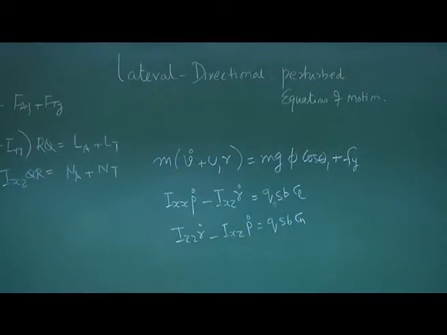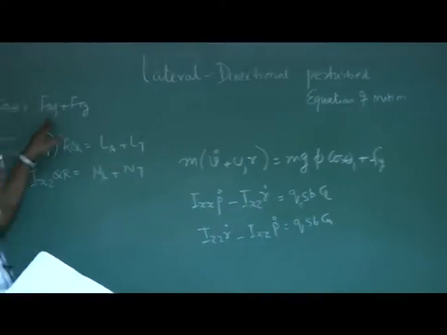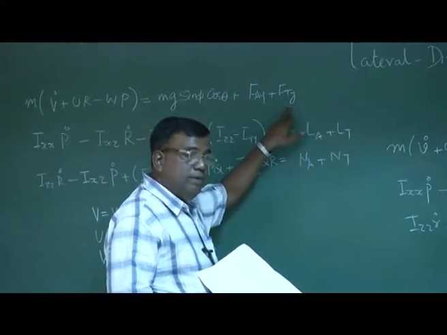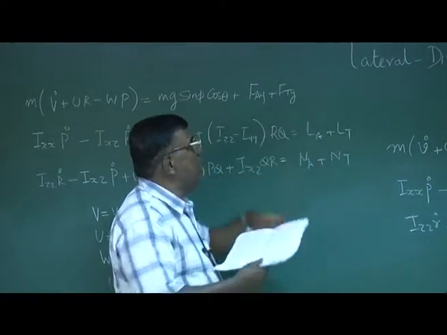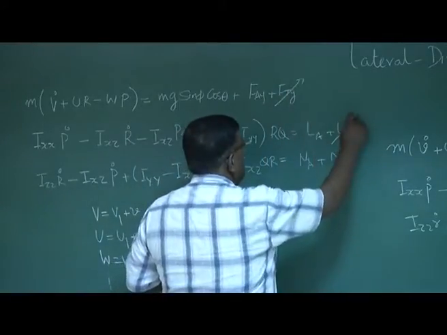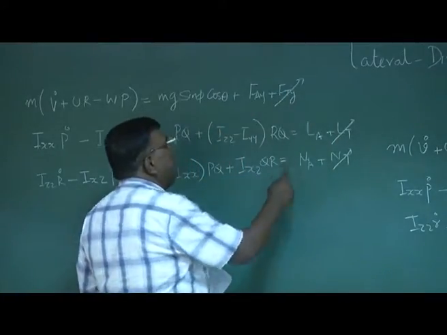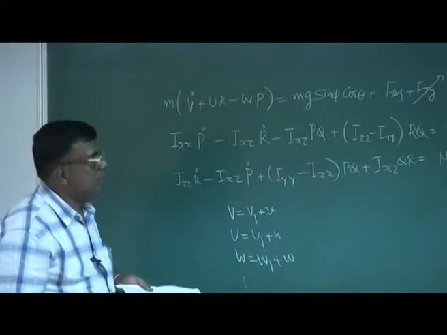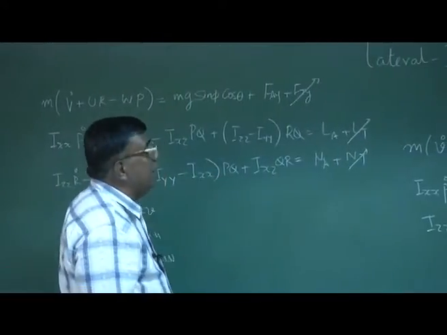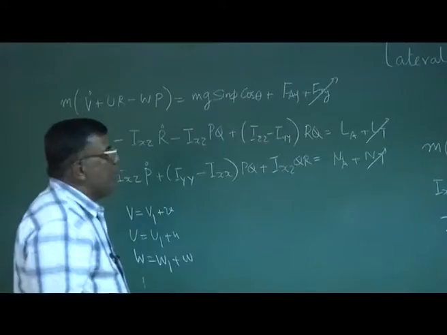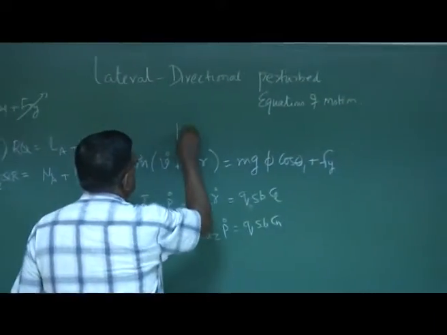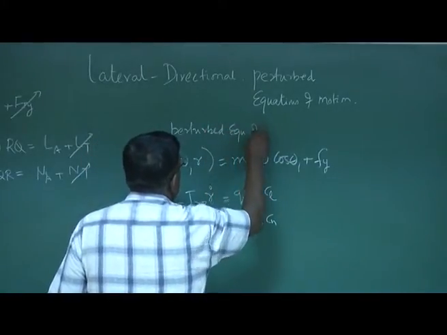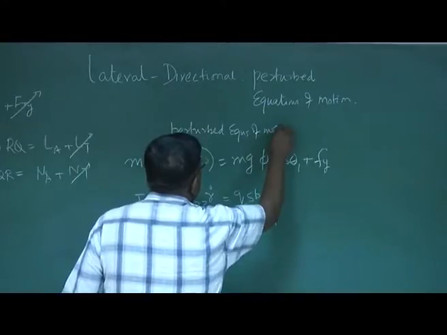Please come back here. On the right hand side, when I write Fay, it is the aerodynamic force along the y direction, and Fty is the propulsive force, which for our case we have neglected, because if I could do this with only Fay, La, and Na, I can extend this by adding additional terms. So we have taken this to be 0, or not considered. Second, this is the perturbed equation of motion for the lateral directional case.